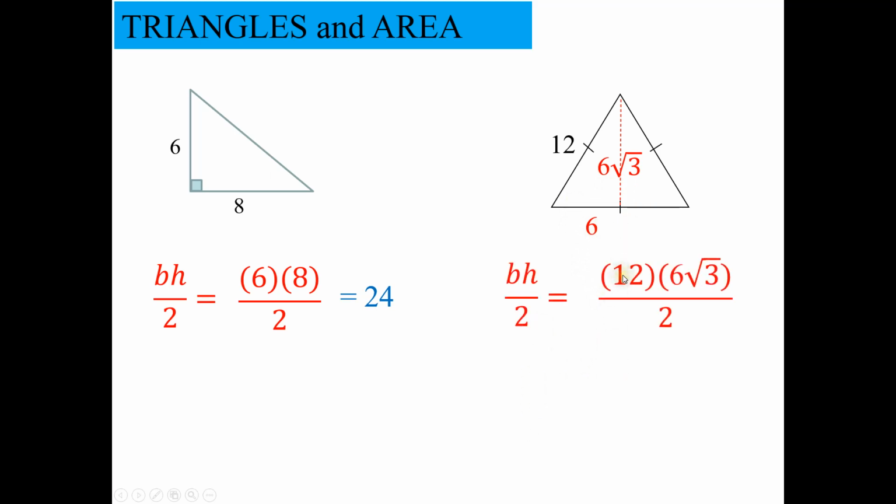So you put them in there. All the outside numbers work together. 12 times 6 is 72, divided by 2 is 36 radical 3. 36 radical 3, if you punch it into the calculator, will give you 62.4.